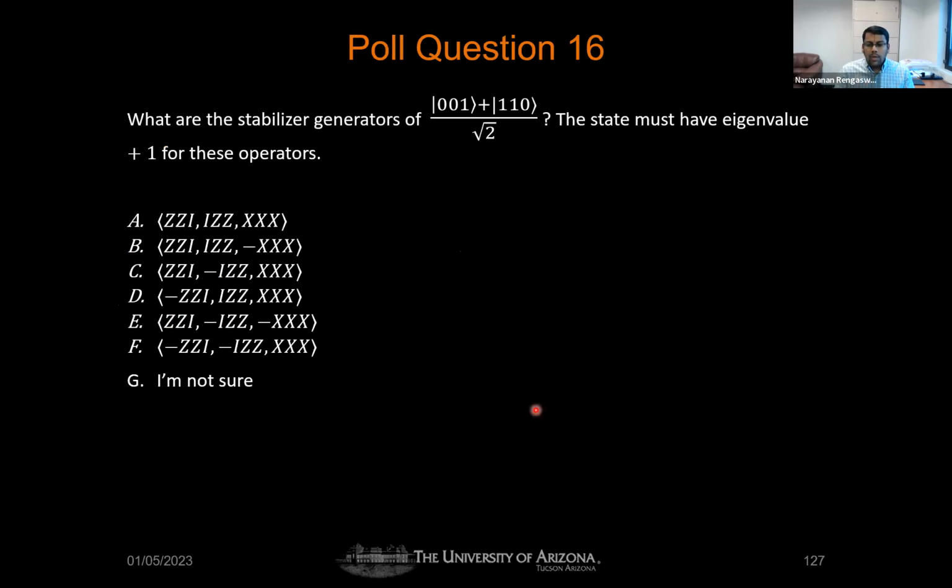Okay, so I just want to make sure that you got the idea of stabilizers. So let's go ahead and do this problem. You're given this particular variant of a GHZ state, and I would like you to check which of these options correspond to the stabilizers of the state.